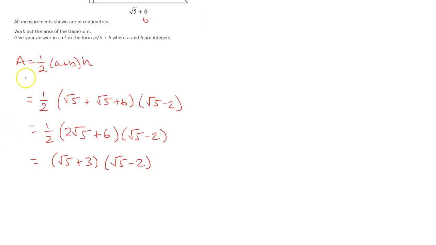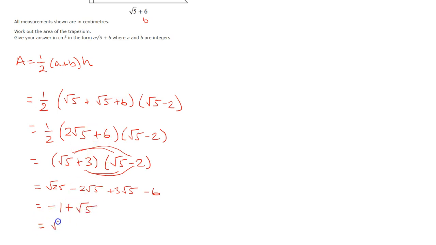So if I was to do root 5 times root 5, that gives me root 25. Take away 2 root 5, plus 3 root 5, minus 6. Now we've got 5 minus 6, so that's going to be minus 1. Minus 2 root 5 plus 3 root 5 would be plus 1 root 5, so just root 5. Therefore the area is root 5 minus 1, so where a is 1 and b is minus 1.